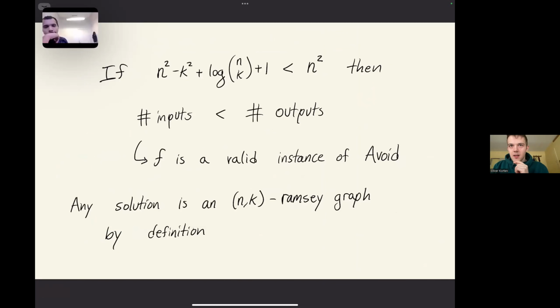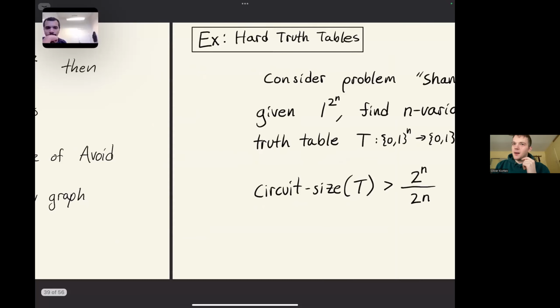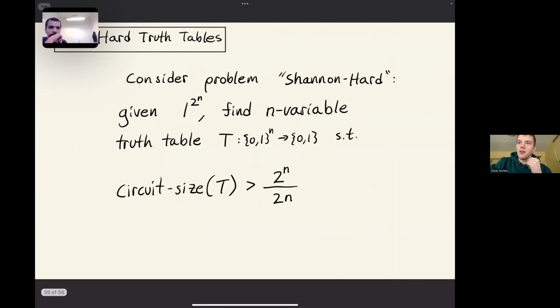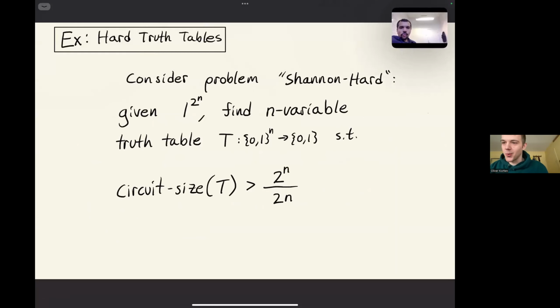So that's our first example of a reduction. I'm showing you the two simplest ones. But the second one that's going to be really important is this problem I mentioned of constructing hard truth tables.